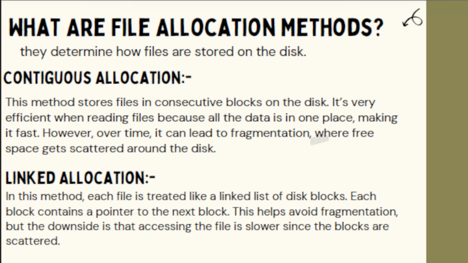However, over time it can lead to fragmentation, where free space gets scattered around the disk, making it difficult to store large files together. Next, we have linked allocation. In this method, each file is treated like a linked list of disk blocks. Each block contains a pointer to the next block. This helps avoid fragmentation. But the downside is that accessing the file is slower since the blocks are scattered and you need to follow the links between them.